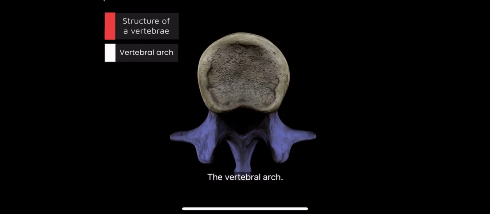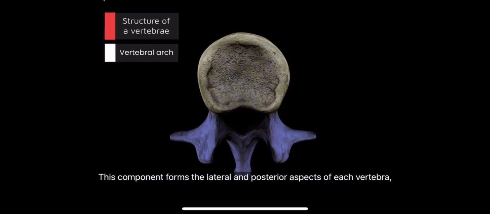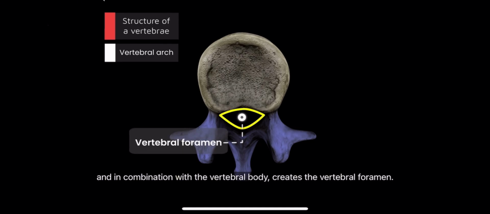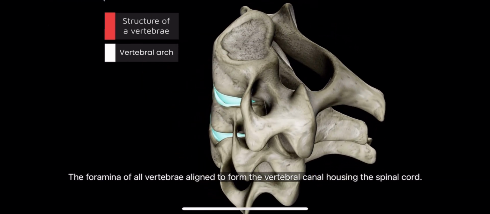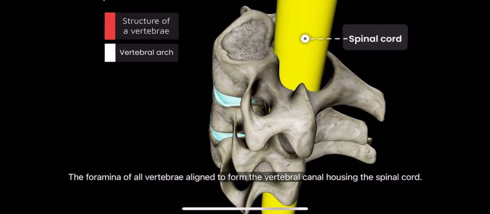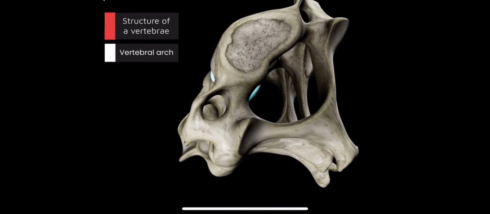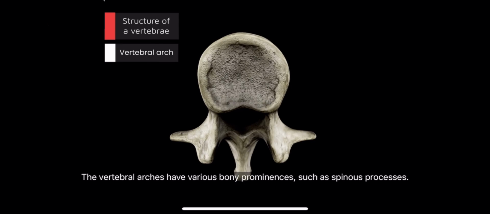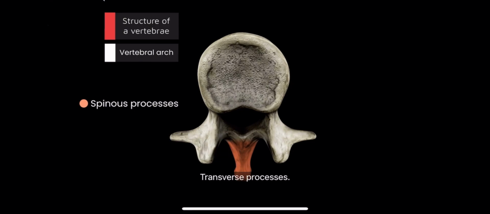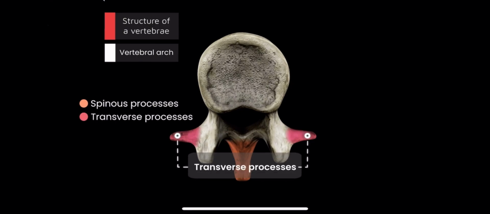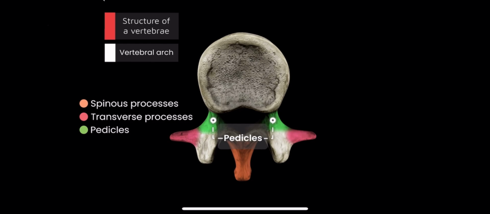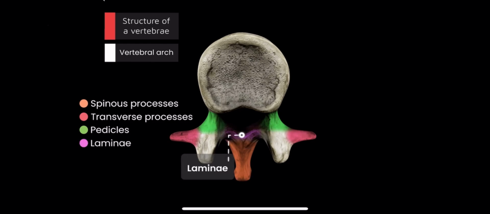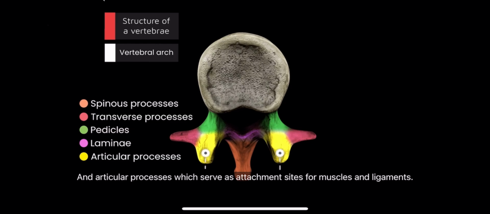The vertebral arch. This component forms the lateral and posterior aspects of each vertebra, and in combination with the vertebral body, creates the vertebral foramen. The foramina of all vertebrae align to form the vertebral canal, housing the spinal cord. The vertebral arches have various bony prominences, such as spinous processes, transverse processes, pedicles, laminae, and articular processes which serve as attachment sites for muscles and ligaments.